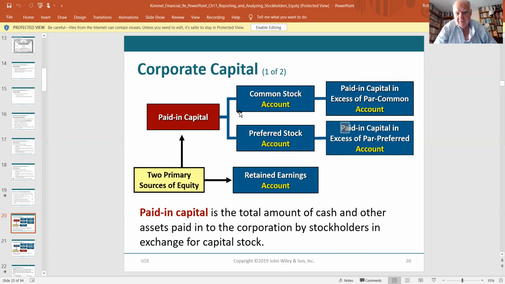Common stock, that's the par value. We issued a share of stock with a par value of $1. The market paid us 100 though. So we have $1 in common stock and $99 in paid in capital in excess of par. Same thing with the preferred. We issued a preferred with $10 par value, say, and we got 50 from the public. That would be a $40 paid in capital in excess of par.